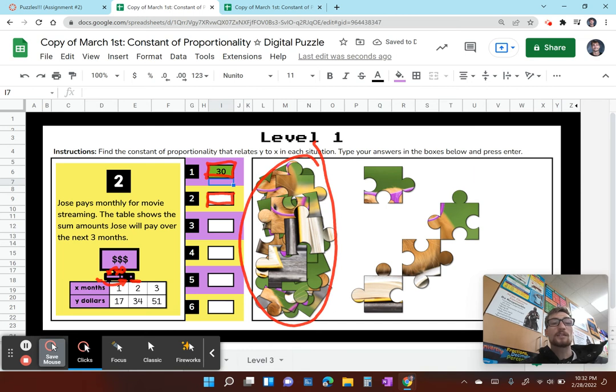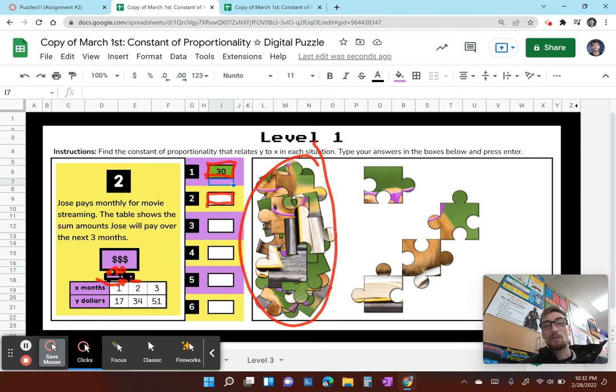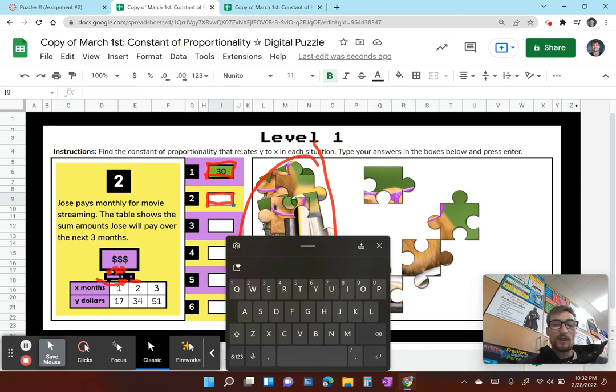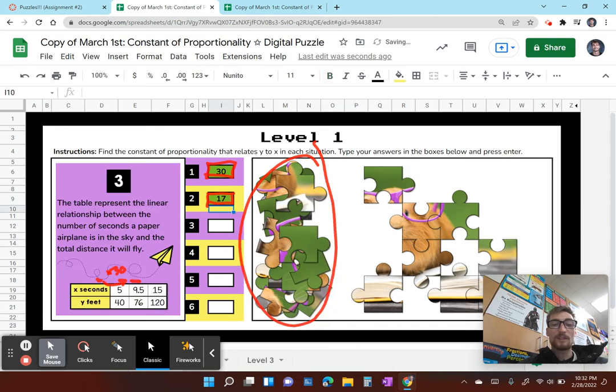This next example is Jose paying monthly for movie streaming. The table shows the amounts Jose will pay over the next 3 months. And again, it seems like it's making it too easy on us. It's telling us right away that in the first month he paid $17. So I know that to multiply my x to get to my y, I need to multiply it by 17, right? 1 times 17 gives me 17. So I'm going to go ahead and type in my value here of 17. It's going to give me more puzzle pieces.